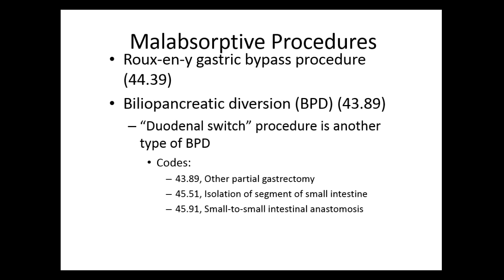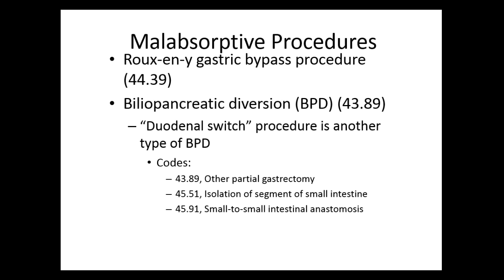Biliopancreatic diversion, known as BPD, is an excision of a part of the stomach to create a small pouch. Food empties from the pouch past the pyloric valve and into the duodenum and the last segments of the small intestine. In contrast to the Roux-en-Y surgery, the pyloric valve remains a part of the digestive process so that dumping is eliminated.